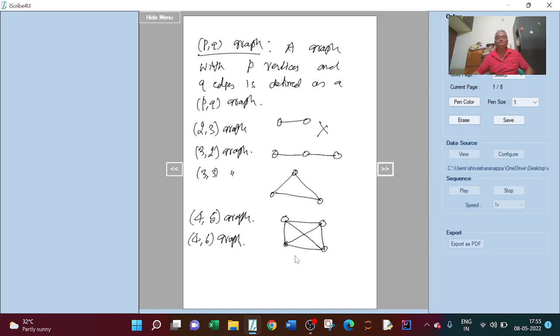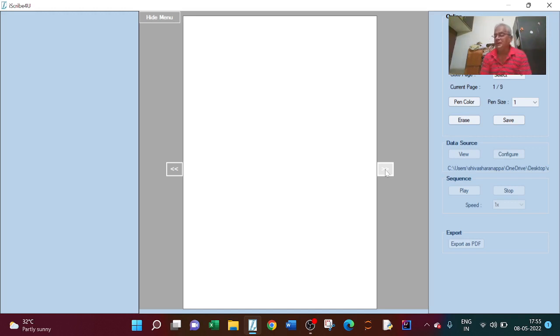For that, I want to calculate the maximum number of edges in any graph. So if I consider, say, K_p, or in particular K3, how many edges are there in K3? 3 edges are there. In K4, this is our K4.